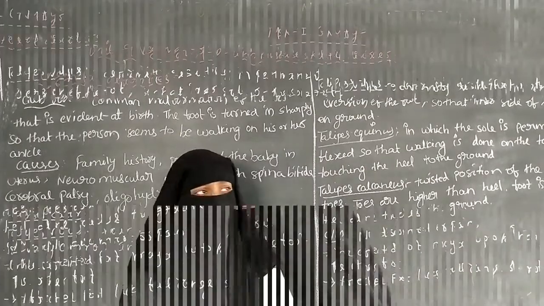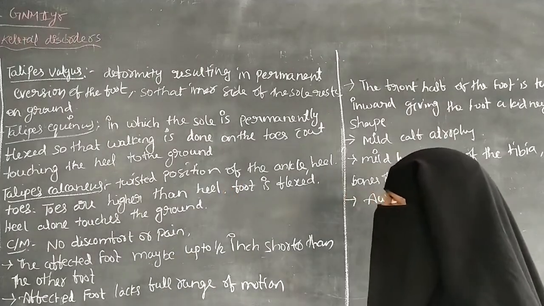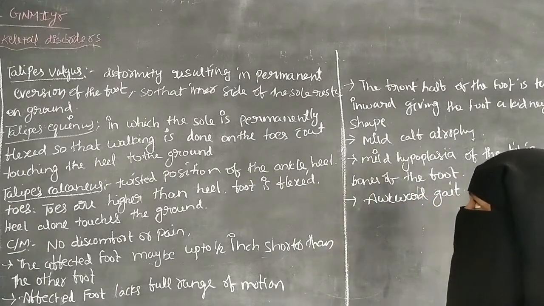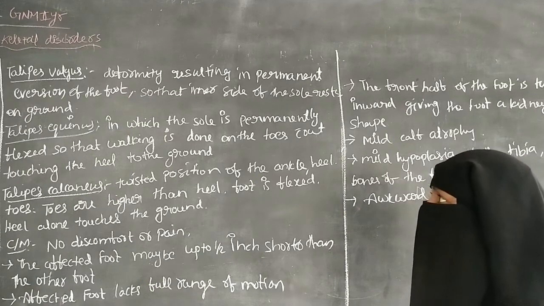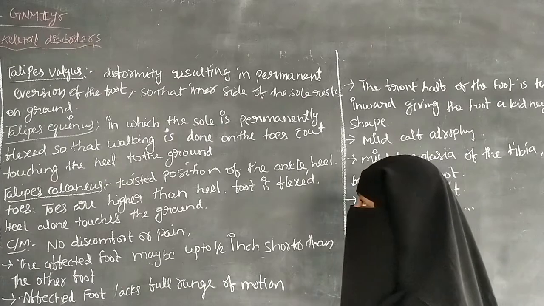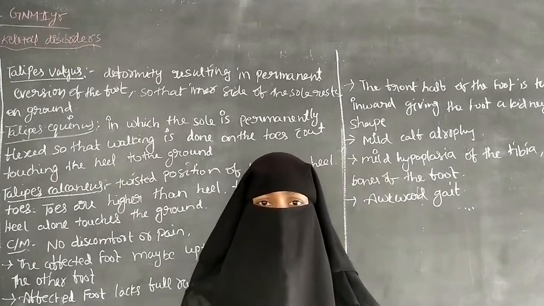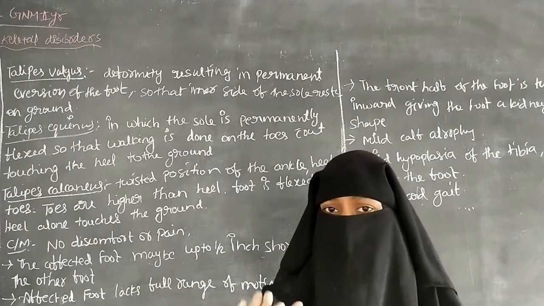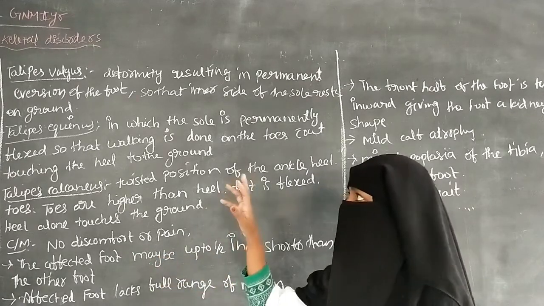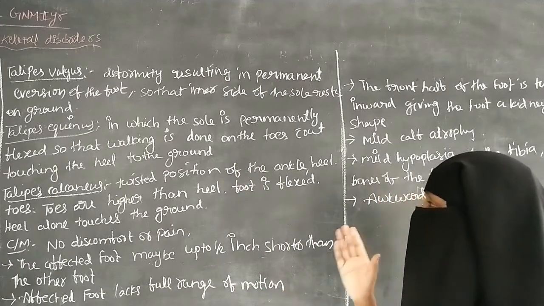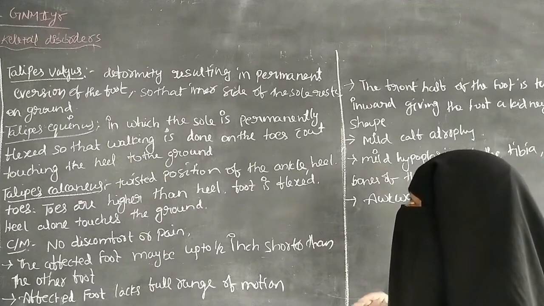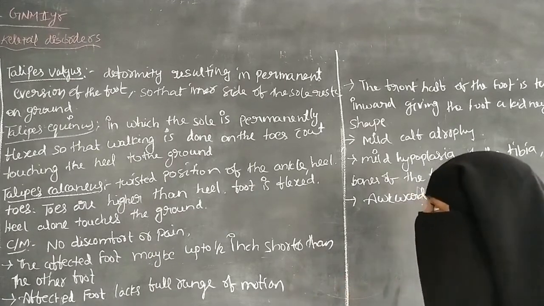Next is Talipes valgus. In Talipes valgus, it is a club foot deformity of the limb resulting in permanent eversion of the foot. Eversion means the foot is twisted outside of the body. So the deformity results in permanent eversion of the foot, so that the inner side of the sole rests on the ground.